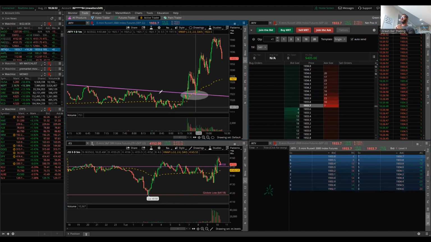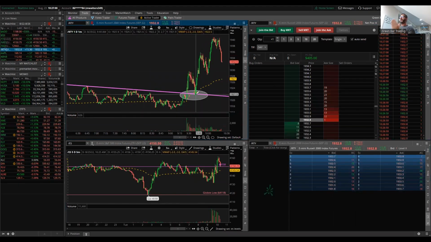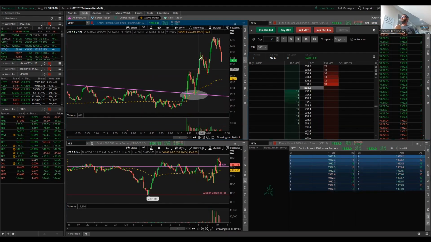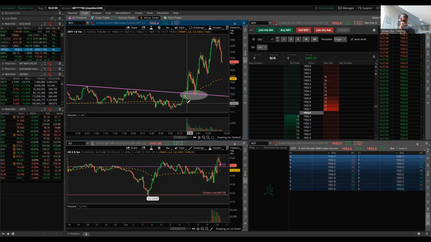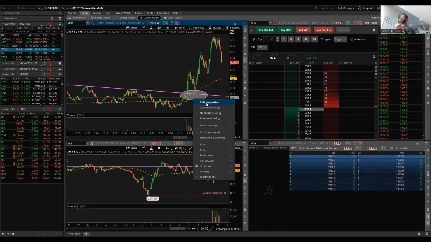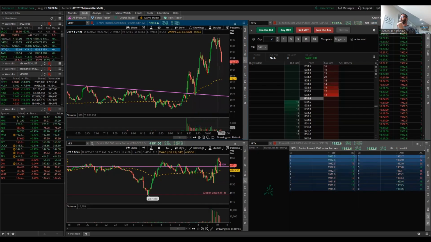You have VWAP. You have the retest of this downtrend line that it broke out of. And you also have the head and shoulders pattern forming on the other markets. So this ripped. And it was a great trade, very well thought out. And these are those multiple confluence trades that we like to see.